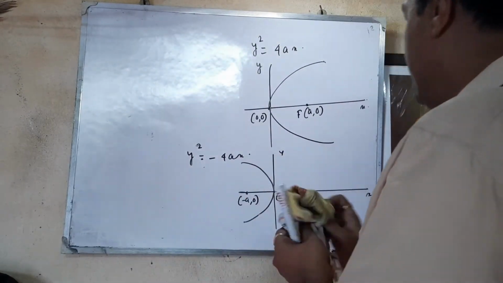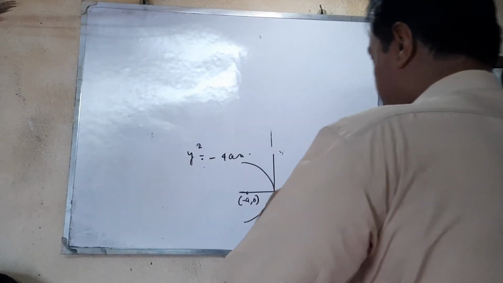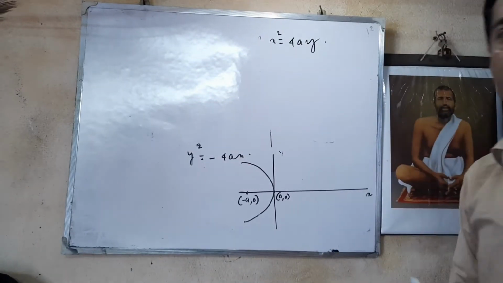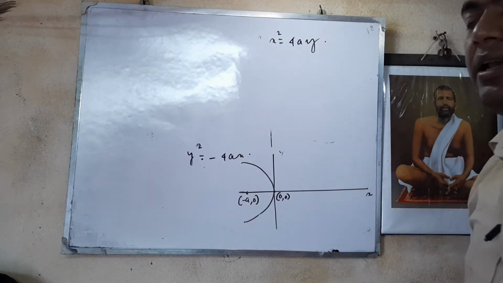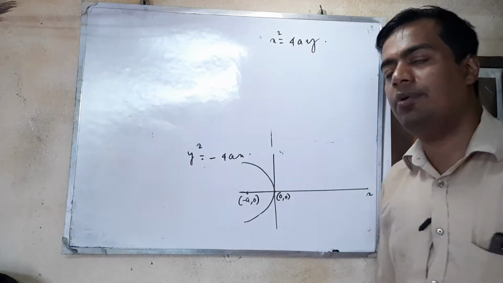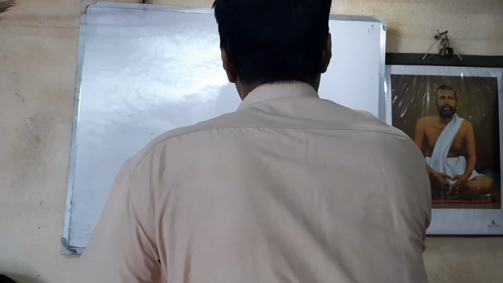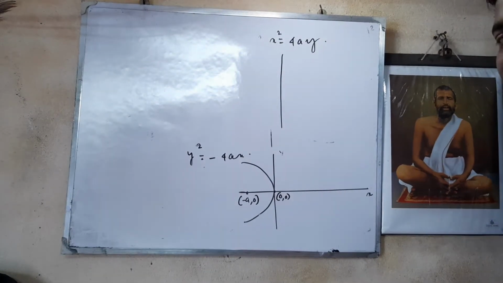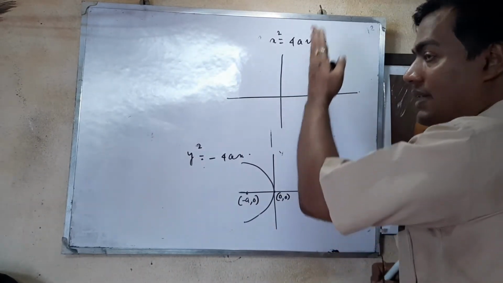Similarly, if I write x square equal to 4ay, it is another equation of a parabola. You see that if x is positive or negative, then y is always positive. And also, like the previous example, this parabola also passes through the origin, that is the point 0, 0. And what will be its symmetry axis? Its symmetry axis will be the y axis. So the focus will be situated on the y axis.